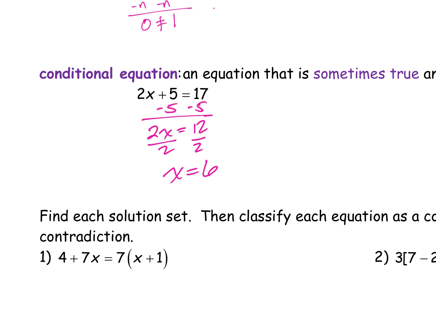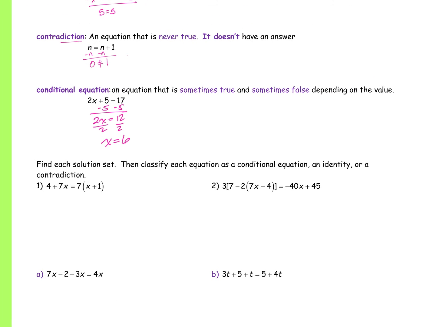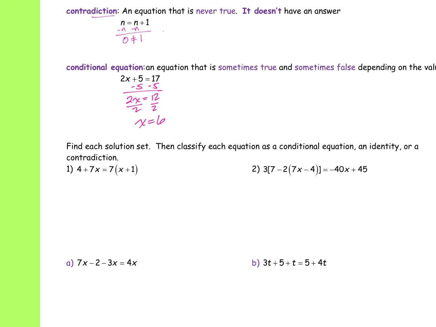Okay, so I have 3 different ones. Identity and contradiction, no variables left at all. They're gone. Identity, same thing equals the same thing. Contradiction, I get a number that equals some other number. Can't be true. And then conditional statement, x equals something. Okay? Does that make sense? So what we're going to do is find the solution and then classify it. I want to know if it's a conditional equation, identity, or a contradiction. Okay? I want to know what it is. So we're just going to solve.